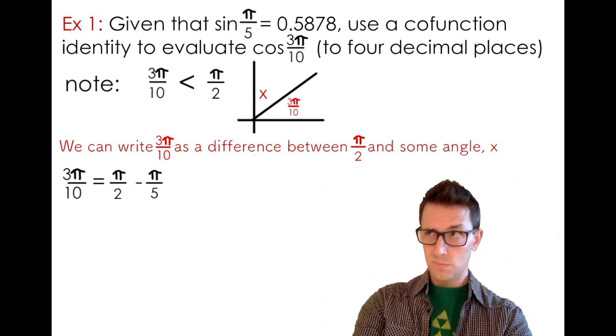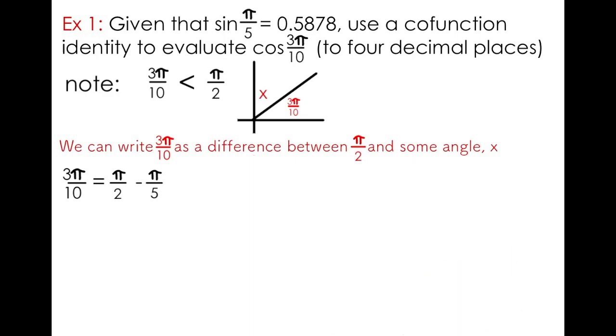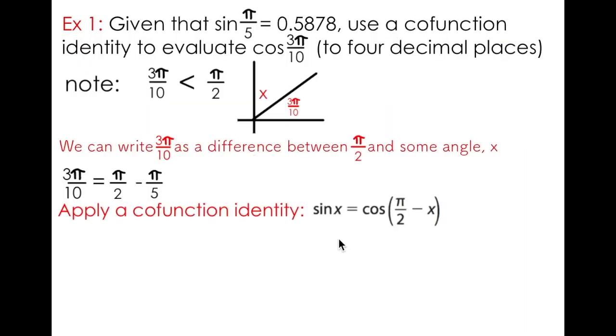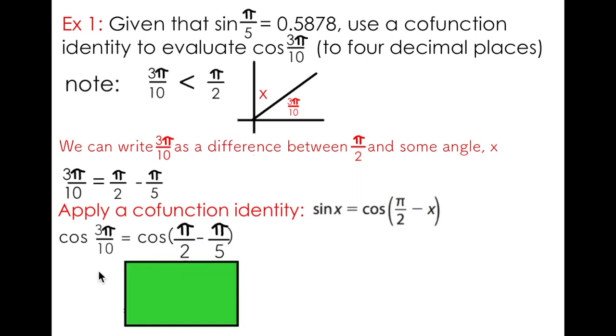So how does this help me find the cosine of 3 pi over 10? Well, what I want to do next is apply a cofunction identity. I know the first identity in my list here involves pi over 2 minus some angle. It also involves the cosine ratio. I'm going to apply this cofunction identity to help me relate the given fact of sine of pi over 5 equaling this decimal number to the cosine of the difference between pi over 2 and the angle I just found, pi over 5. So I can set up an expression that looks like this.